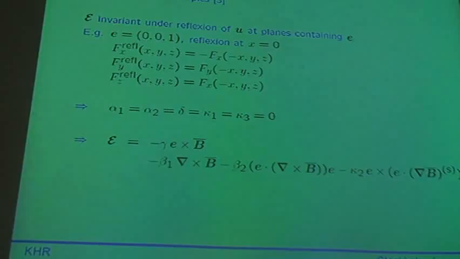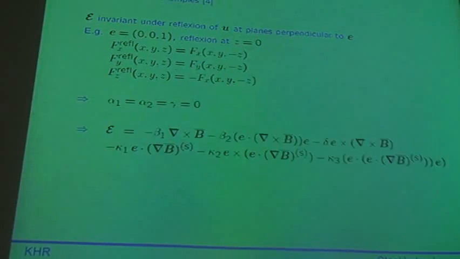Or in the case of the Coriolis force, then you should not require reflection symmetry with respect to these planes. Otherwise, you would exclude that the Coriolis force produces circulations. But you can require reflection symmetry with respect to planes perpendicular to the preferred direction, the axis. And if you work this out, you see that all the coefficients which are connected with B itself, not with derivatives of B, vanish, and what remains is this.